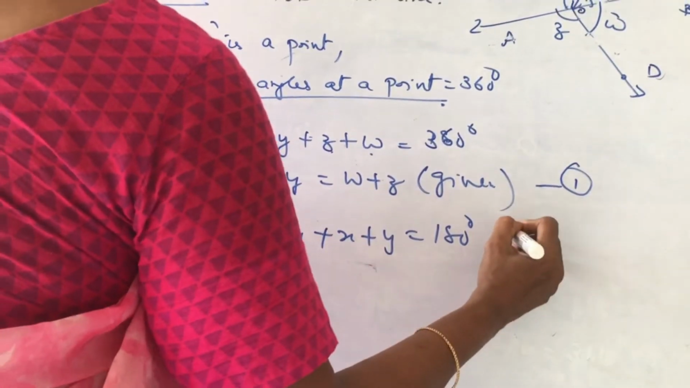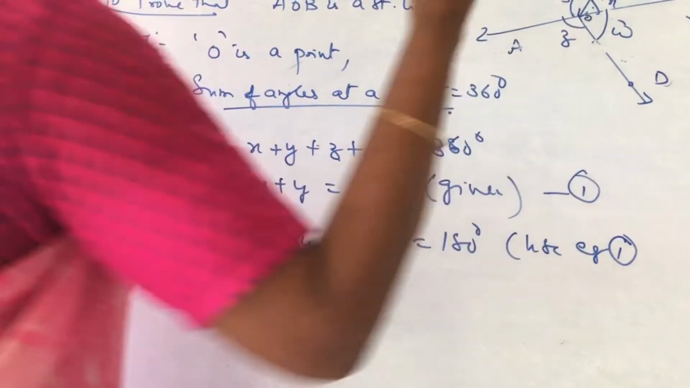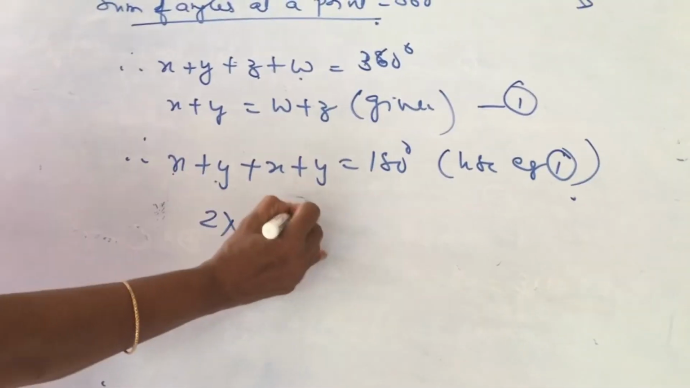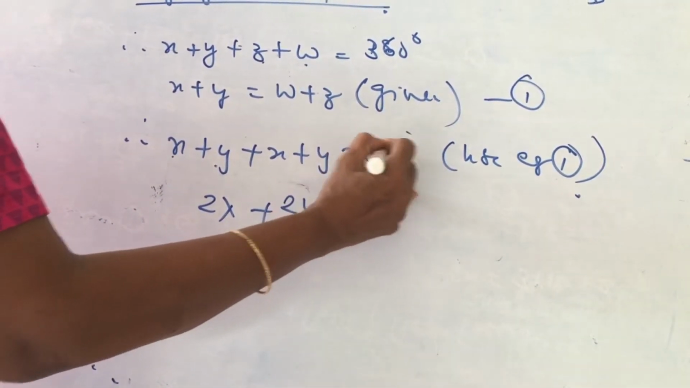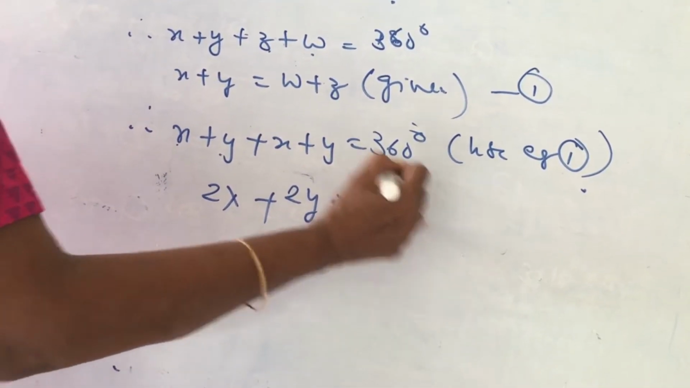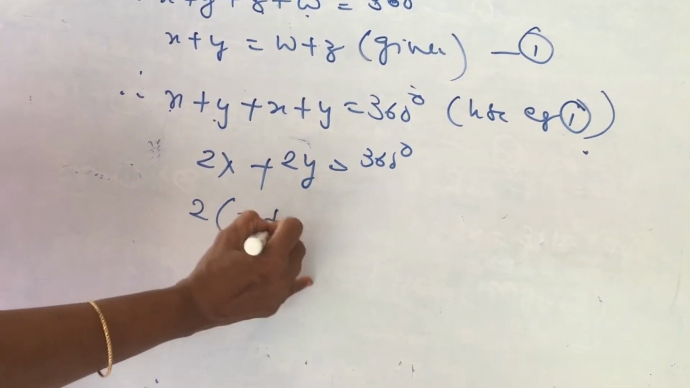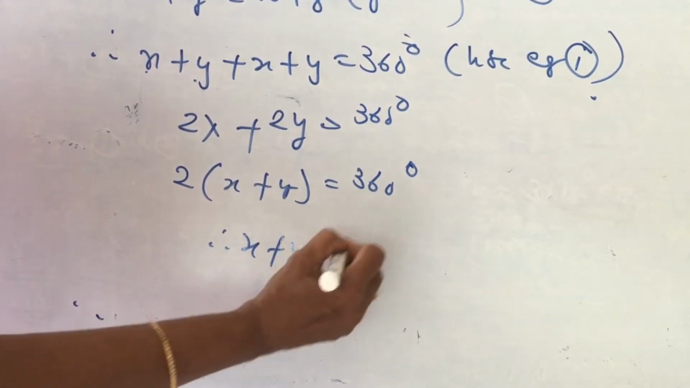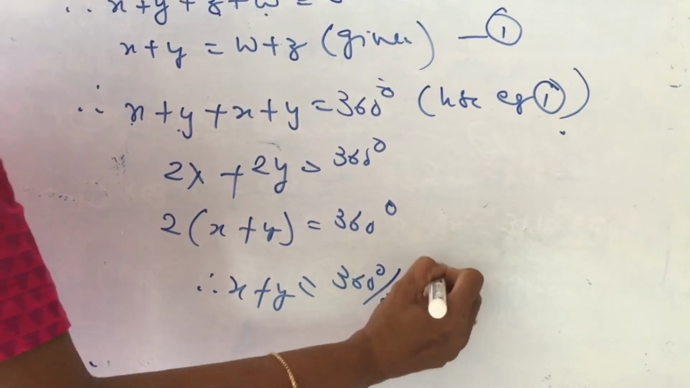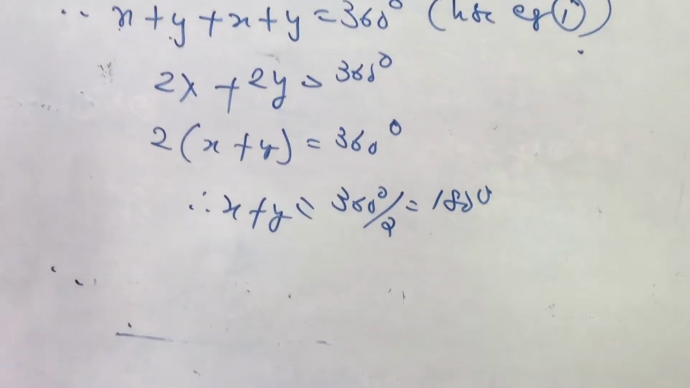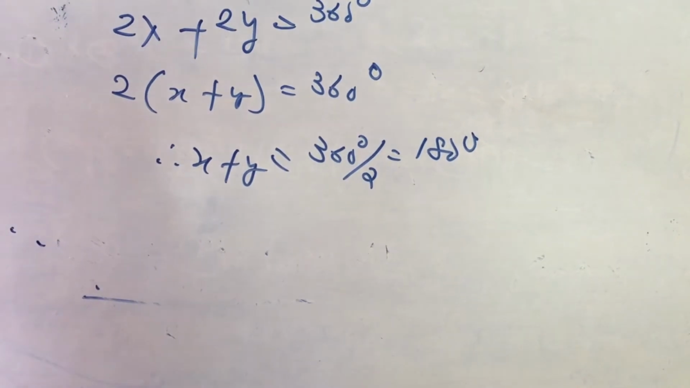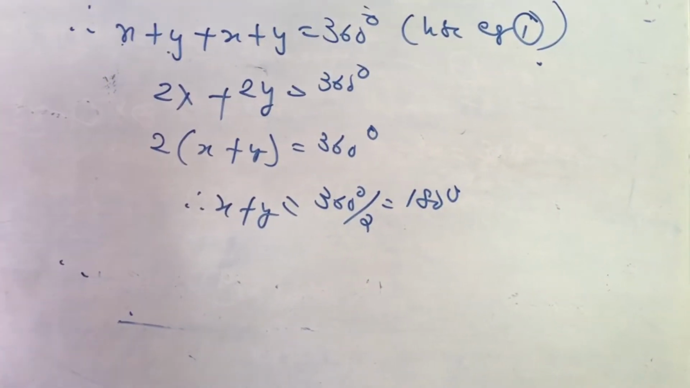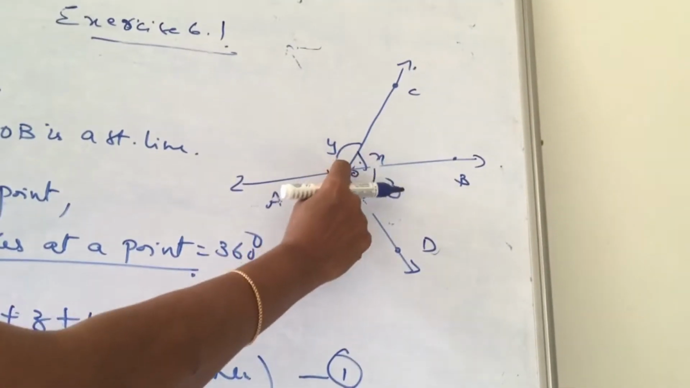Yes, use equation 1. You know addition, girls. x plus x, 2x, y plus y, 2y. You can take out 2 common, children. 2 times x plus y is 360. Therefore, x plus y is equal to 360 by 2, which is equal to 180 degrees. Yes, x and y are 2 angles on the line AOB.